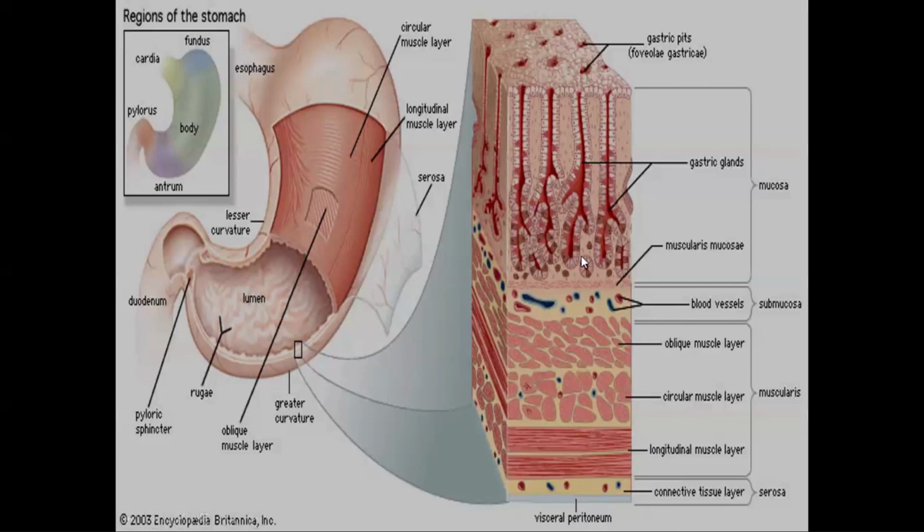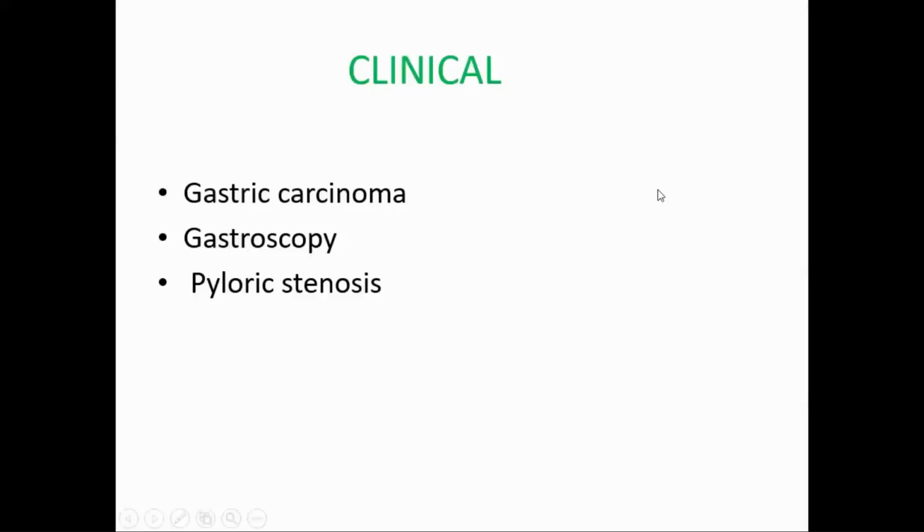So this diagram illustrates the histology of the stomach. These are the fundic glands, lined by the three types of cells, you know. And the clinical anatomy topics are gastric carcinoma, gastroscopy, and then pyloric stenosis.